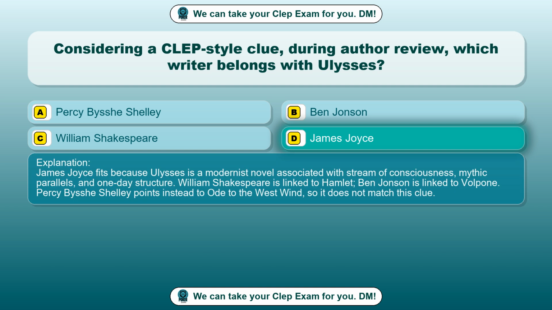James Joyce fits because Ulysses is a modernist novel associated with stream of consciousness, mythic parallels and one-day structure. William Shakespeare is linked to Hamlet, Ben Jonson is linked to Volpone. Percy Bysshe Shelley points instead to Ode to the West Wind, so it does not match this clue.